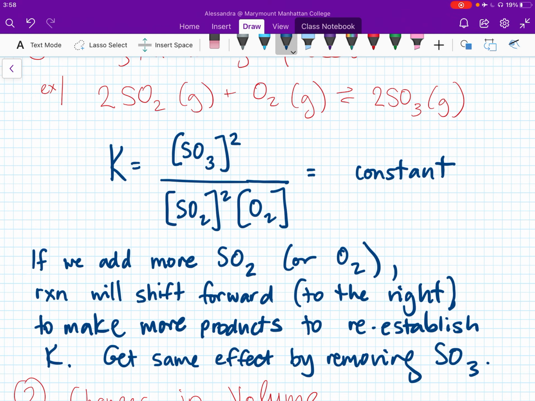Conversely, if I add extra SO3, the reaction will shift to the left towards the reactants. And if I remove SO2, or if I remove O2, that creates a hole on the reactant side that needs to be filled. So removing either of those reactants will force the reaction to shift to the left to reestablish equilibrium.